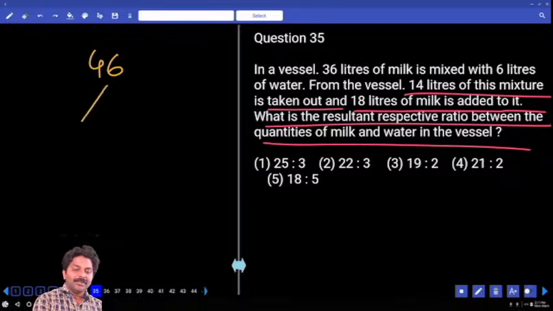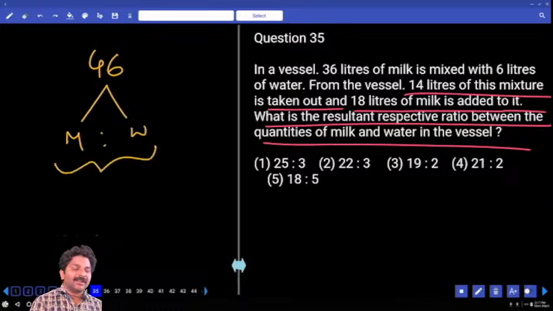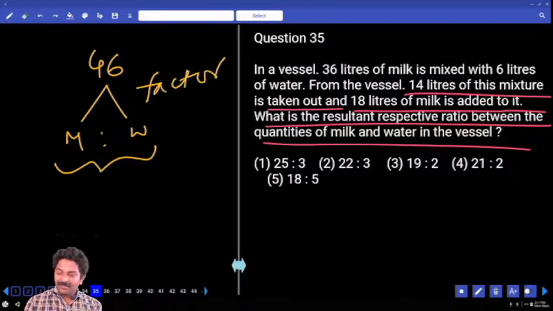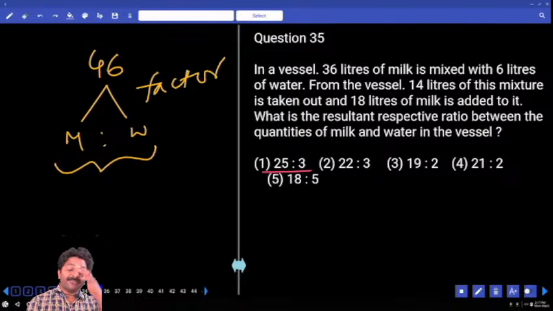Okay. So now in this we have milk and water. When you add both milk and water in terms of ratio parts, it has to be a factor of 46. When you take the first option, the sum of numbers is 28, which is not a factor of 46.